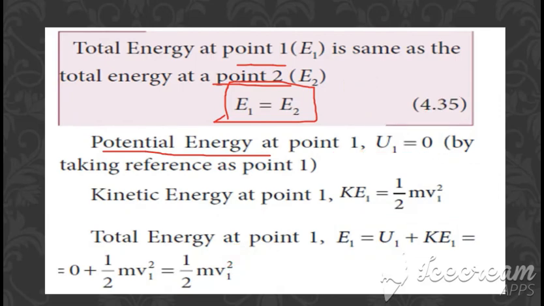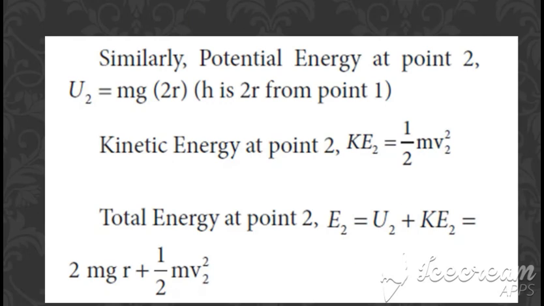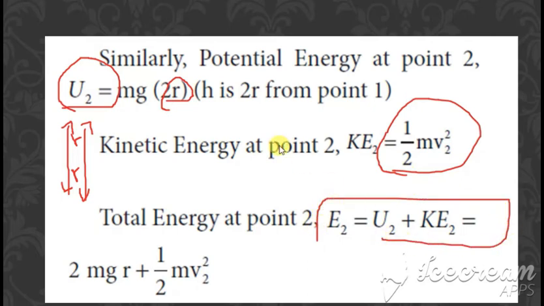Next, we have to write the value of E2. For writing the value of E2, consider point 2. At point 2, we write U2, that is the potential energy. Potential energy is given by the height. This is R and this is again R, so the full height is 2R. So mg into 2R, and the kinetic energy is half m v2 square. The total energy is the sum of these, so it is 2mgR plus half m v2 square. So we have got the value of E2 now.